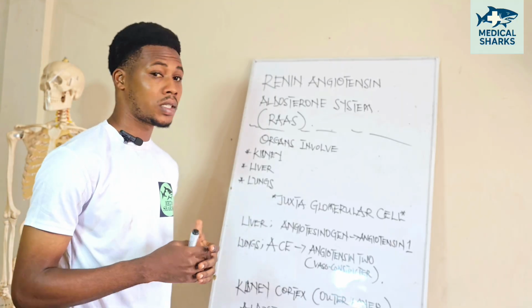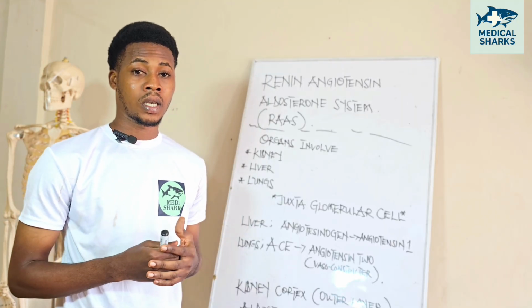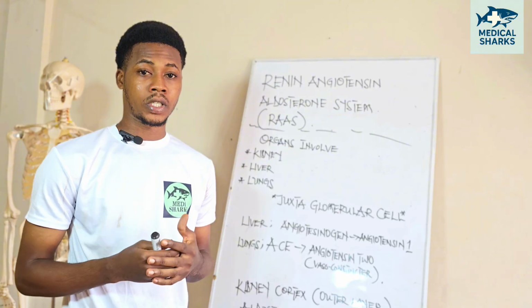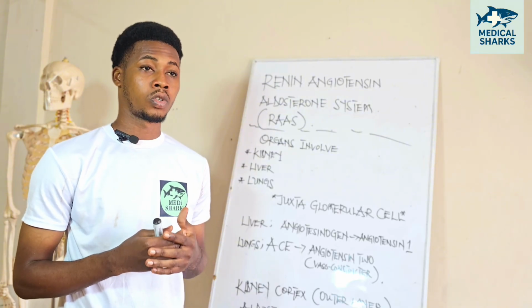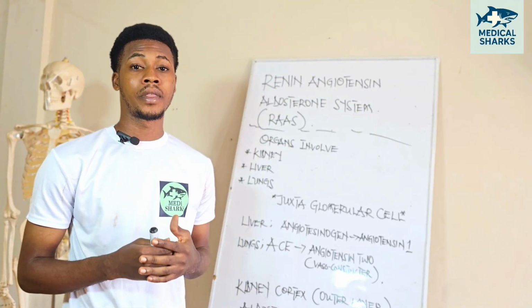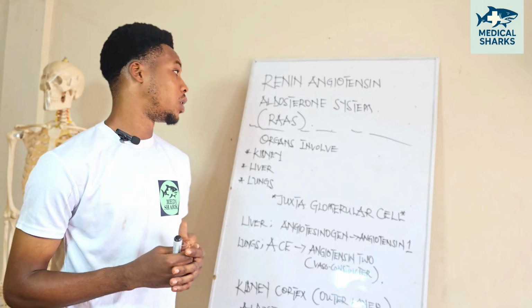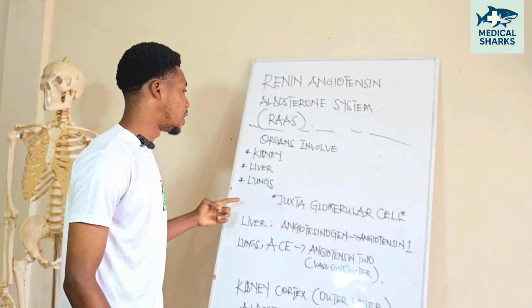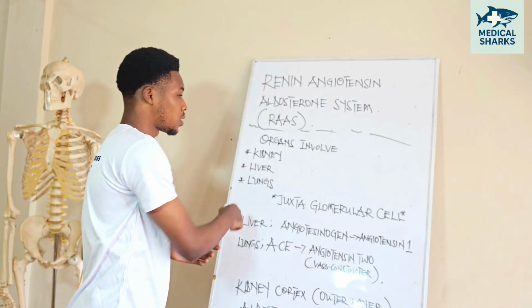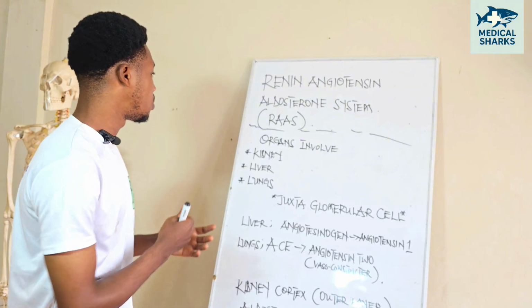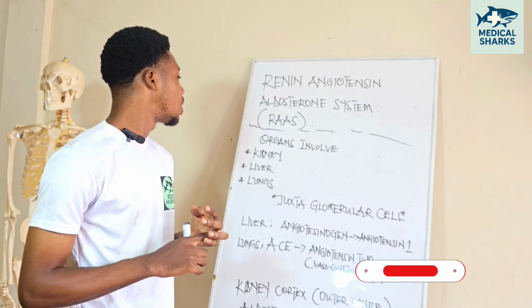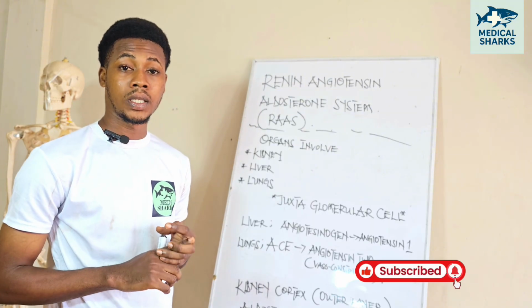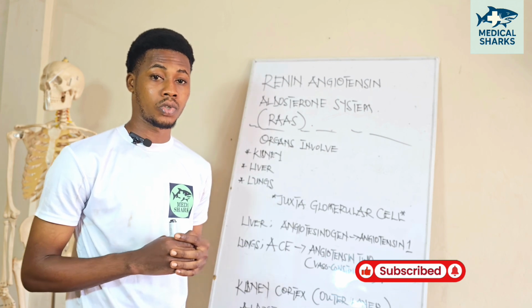It's actually a system that detects low blood pressure or low sodium. During this process, we have three organs involved: the kidney, the liver, and the lungs. So we'll dive into it and see the roles that these organs play during this process.